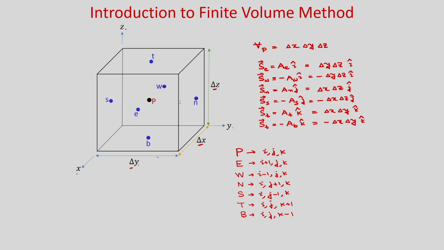So P is the main control volume, then east, west, north and south, and if it is 3D then top and bottom will come. As we told, in the finite volume method we use the integral form of the governing equation, and the finite volume method inherently conserves the basic conservation of governing variables. Okay. So, let us see how it does.